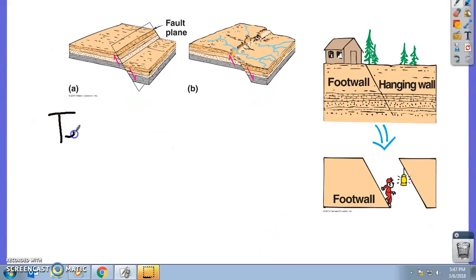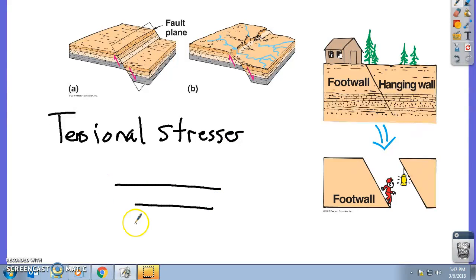Now, the second kind of forces are called tensional stresses. Okay, that's not the best spelling, but tensional stresses. Now, tensional stresses, you have these same rock layers, but now this time they're being pulled apart, basically. Okay, you put tension on a rope, you're pulling it. So this is two rock layers being pulled in two different directions. So when rock layers are being pulled apart, okay.